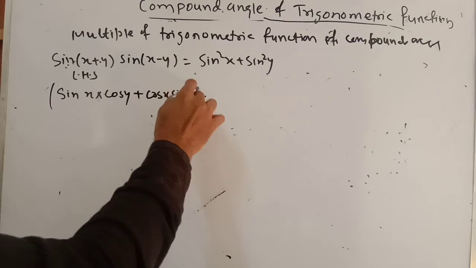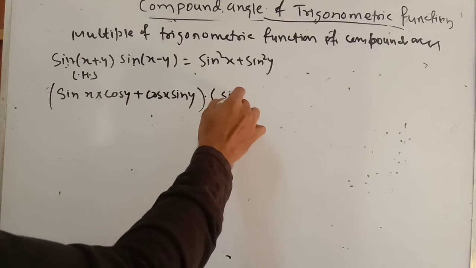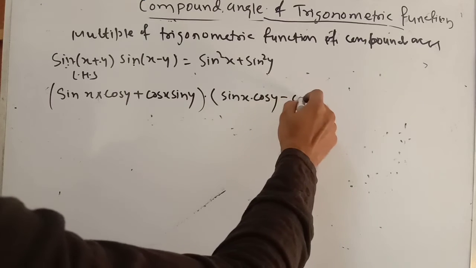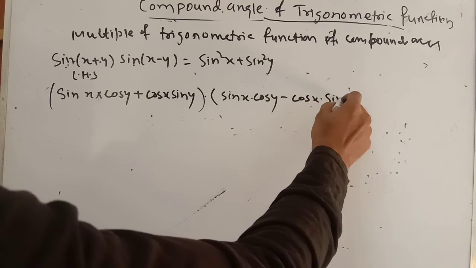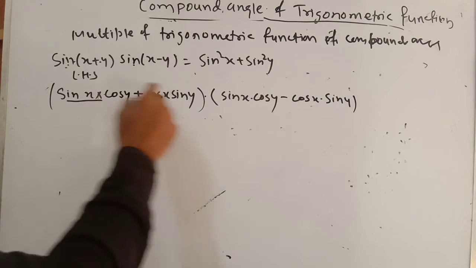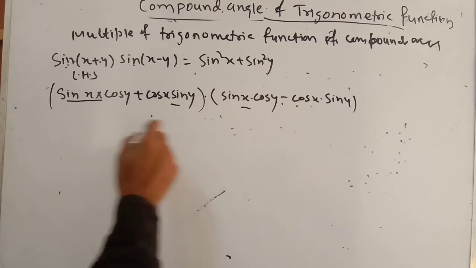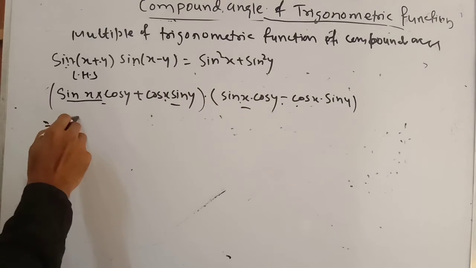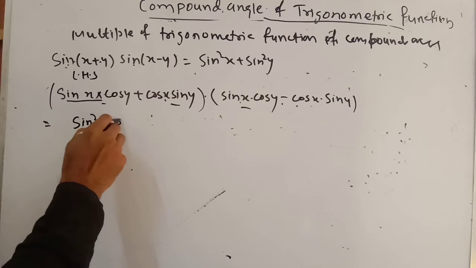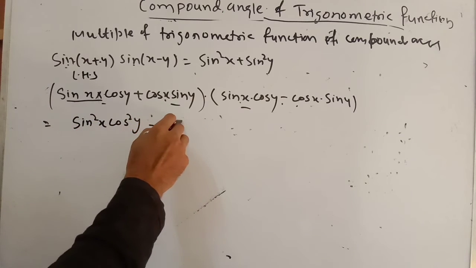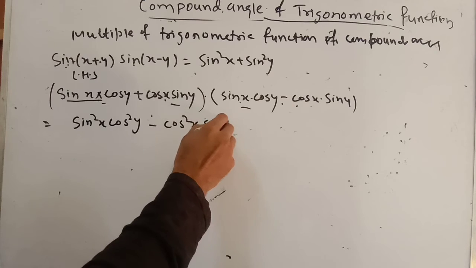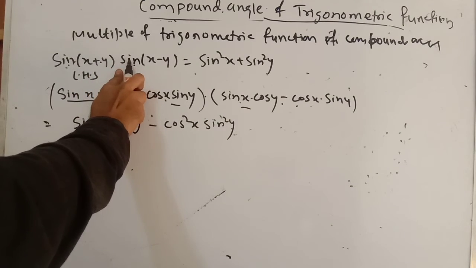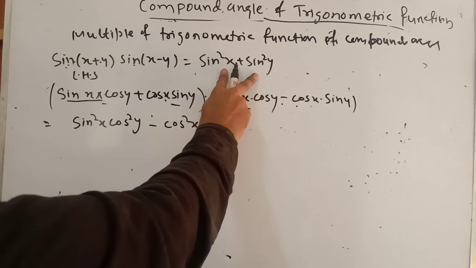Similarly, you can break this compound angle: write sin x cos y, and here minus cos x sin y. So you can see it is the same, but here plus, here minus. So (a plus b)(a minus b) is a squared minus b squared. So simply you can write sin²x cos²y minus cos²x sin²y.